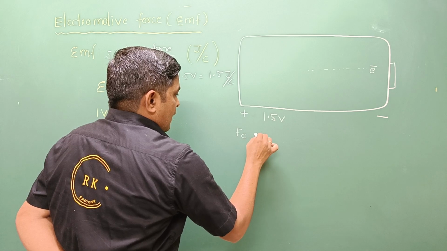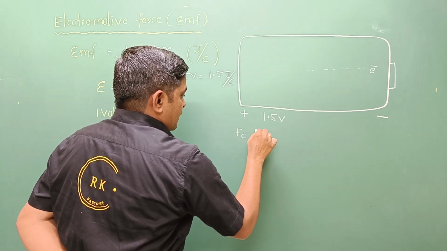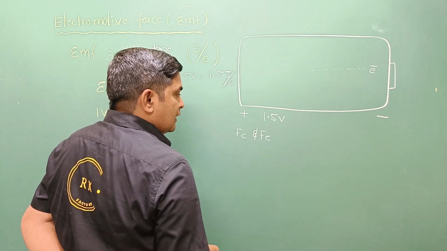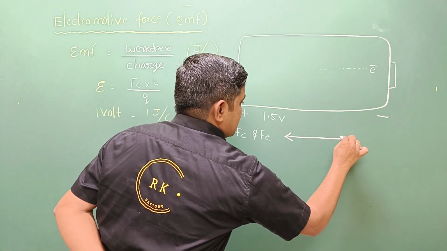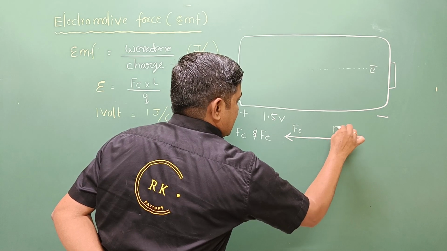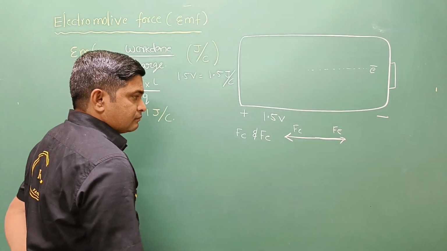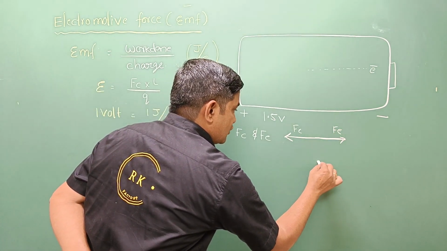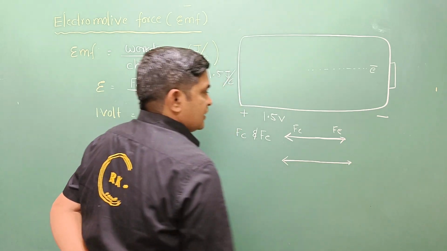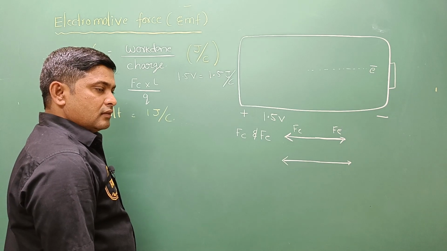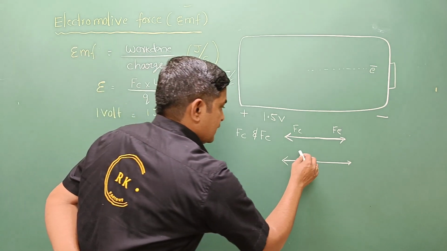Chemical force and electrical force are opposite to one another. If chemical is like this, electrical is like this. Chemical and electrical. At the same time, if electron is moving in this direction, proton is moving in this direction. You try to understand it.